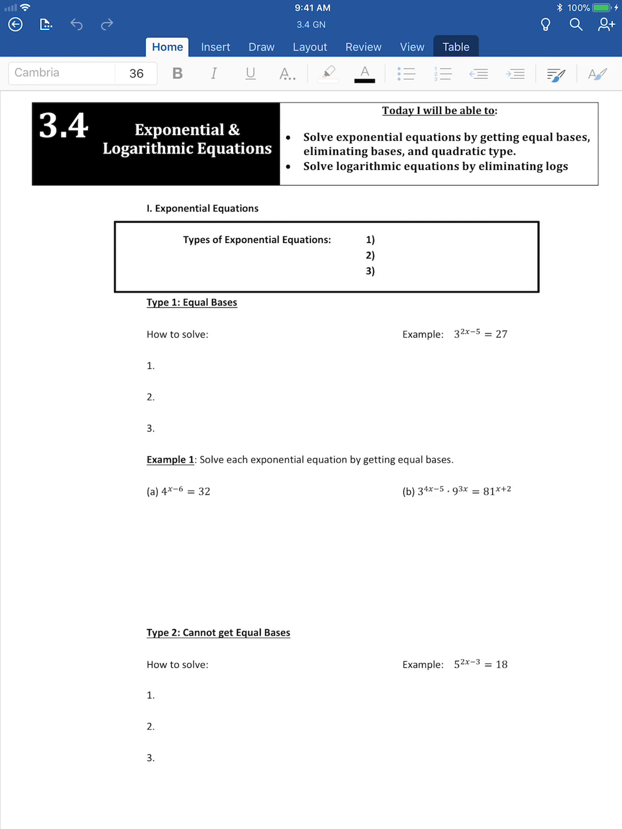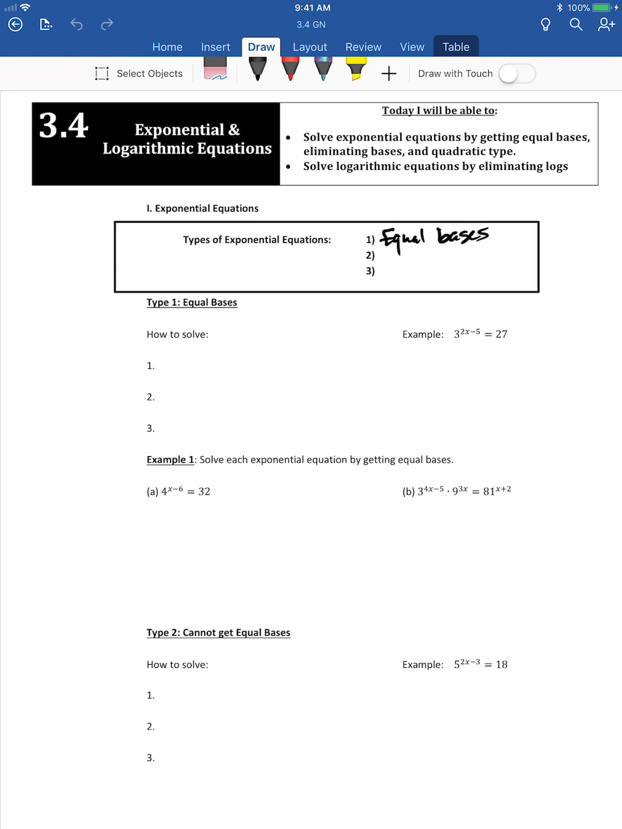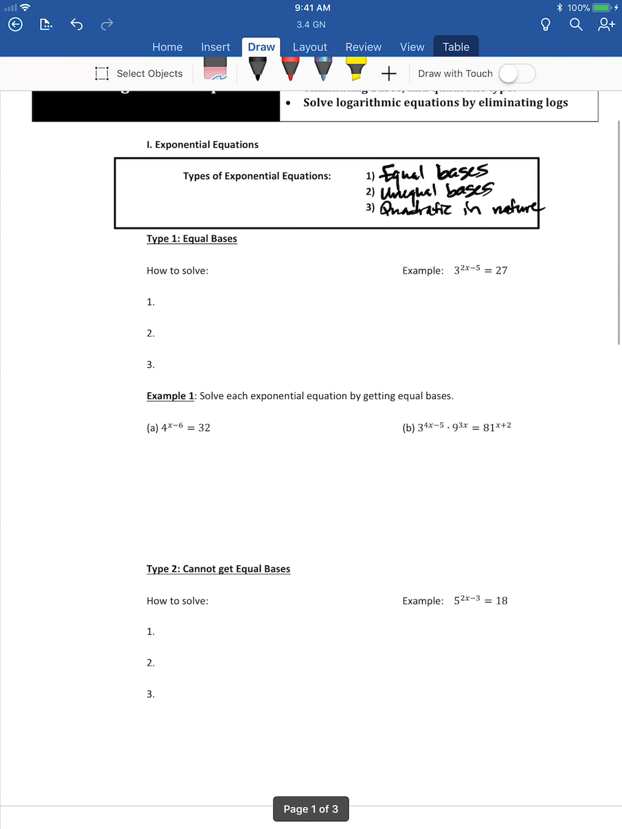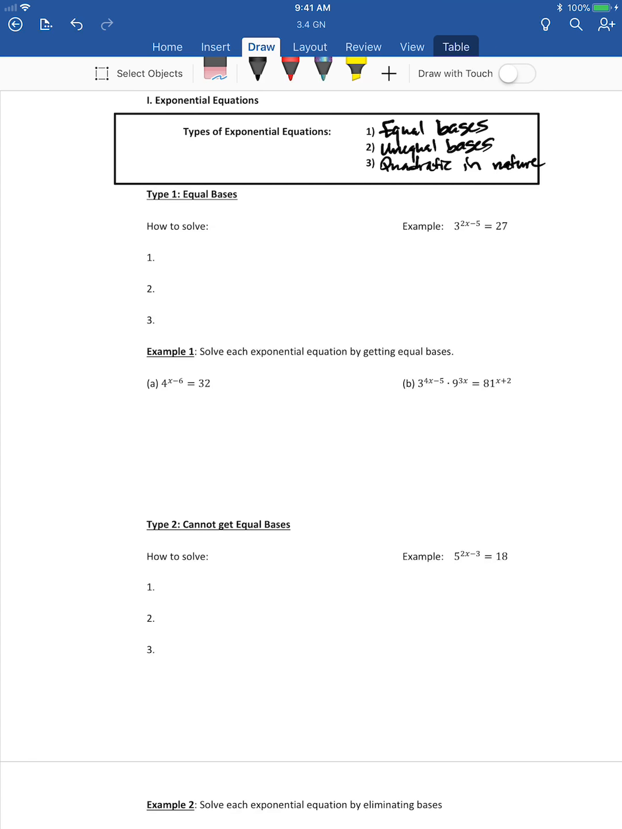There are three types of exponential equations, at least when we're trying to solve them, and those are equations with equal bases, equations with unequal bases, and then equations that are quadratic in nature is what we call it. So we'll talk about each of these types in turn before we move on to logarithmic equations. This section might be a little long. I'll try not to make it so, but we'll see how it goes.